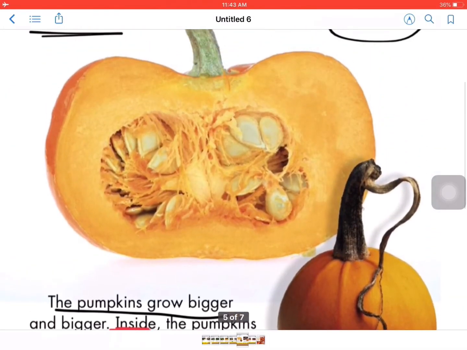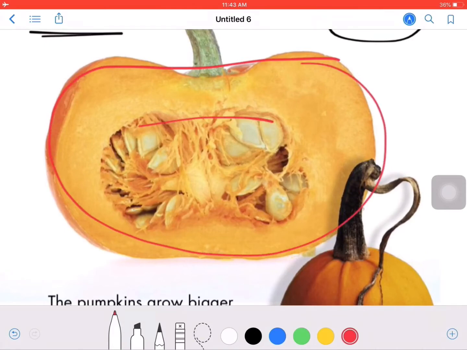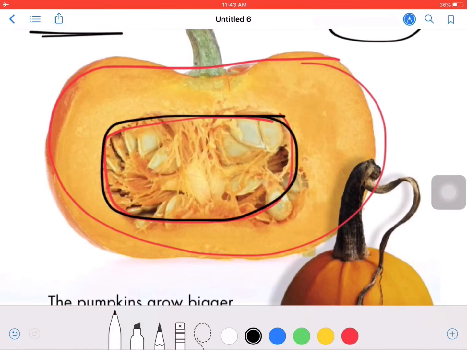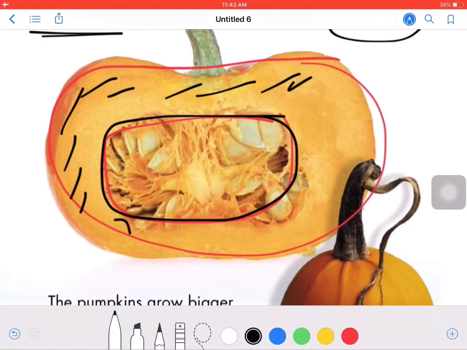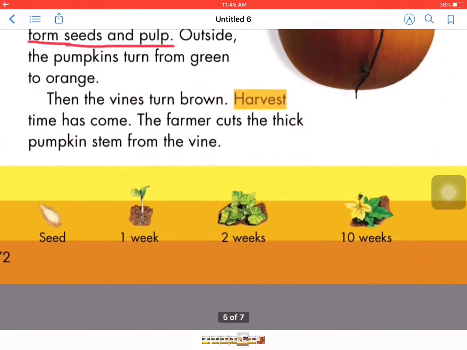So here, to be clear, this is inside the pumpkin. What can we find? Here, first we can find seeds. And around the seeds, can you see this orange? We call it pulp. Okay? That protects the seeds. Okay?